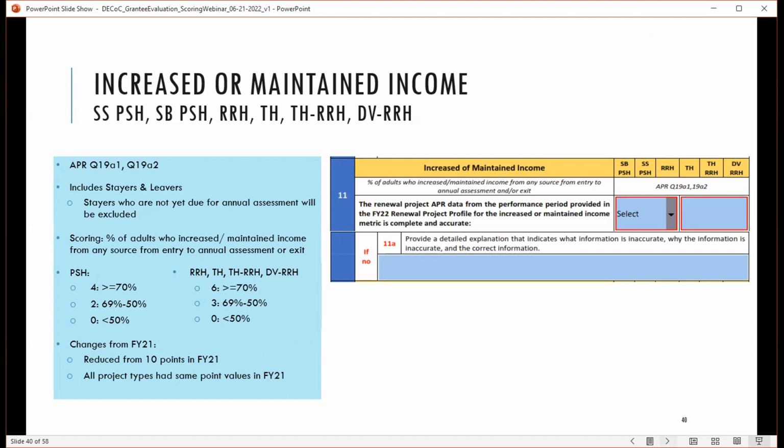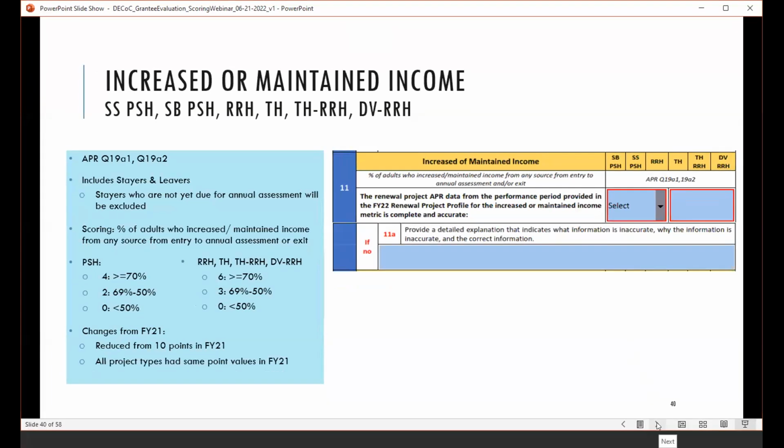And I'll just add for that one in particular, PSH projects were given less points there and more points in other areas because many of the people in PSH are limited on income, such as SSI, SSDI, and things like that. So they're not as able to increase their income over time. So that is to not penalize PSH for their project type and the types of clients that they serve.